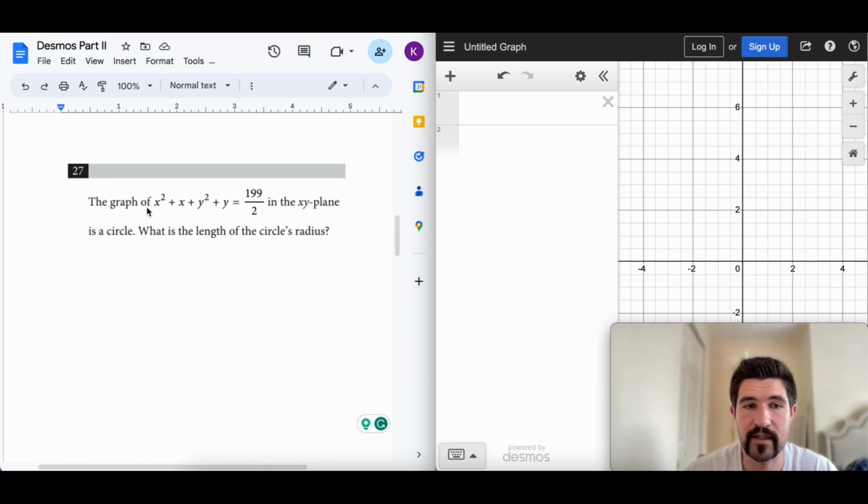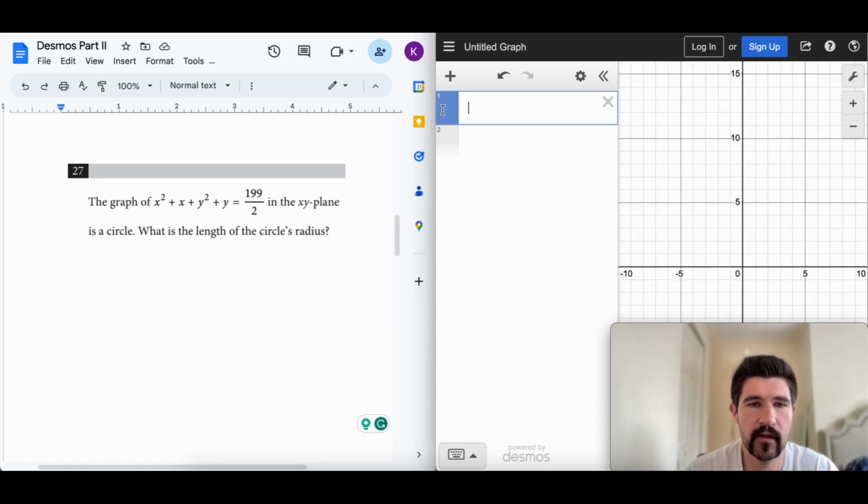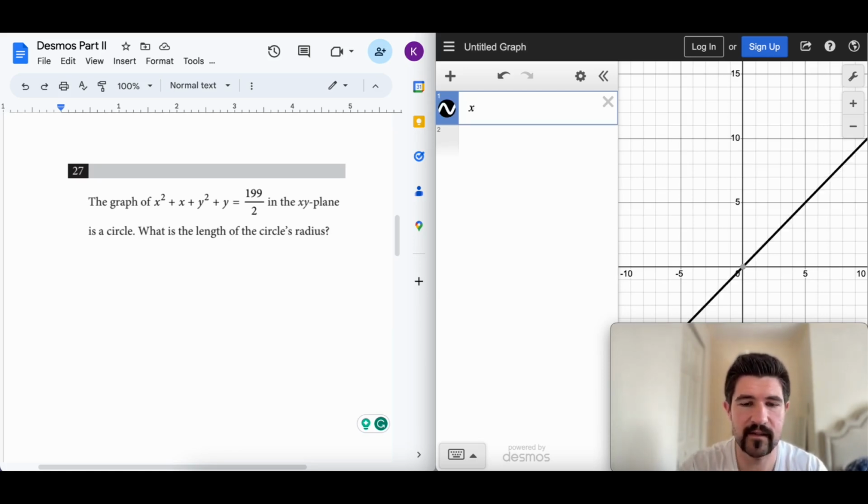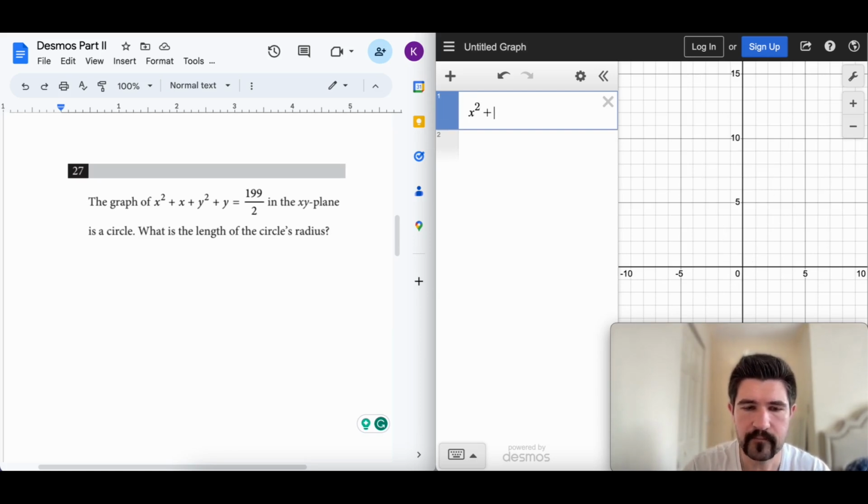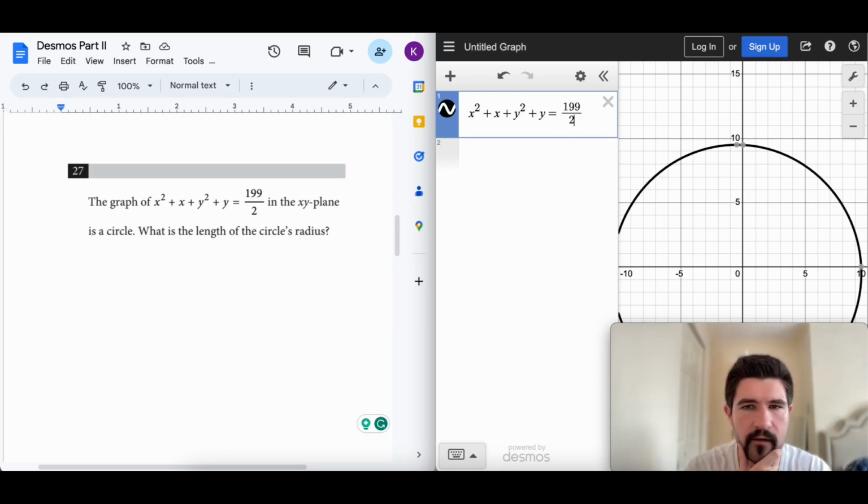How about this one? An even harder question, at least in theory. It's number 27. So we have this graph of a circle. What's the length of the circle's radius? Well, we can do completing the square. You might have learned that to find this equation. We're not even going to talk about that because it's going to be more complicated than it needs to be. So let's just type in the circle's equation as it's given to us. Equals 199 over 2.